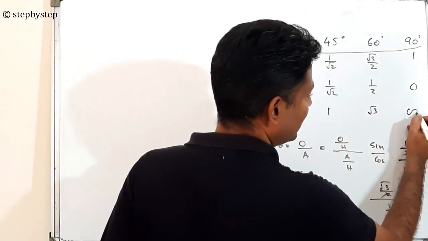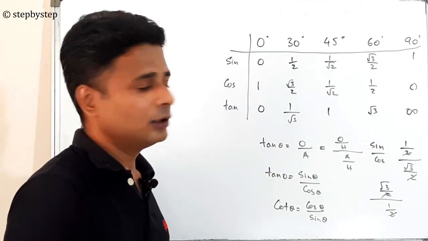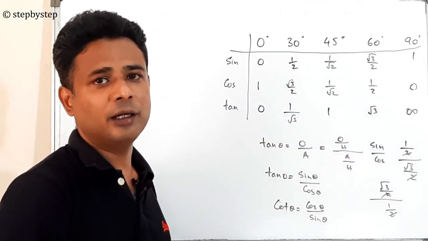1 by 0, which is undefined. So tan of 0 is undefined.